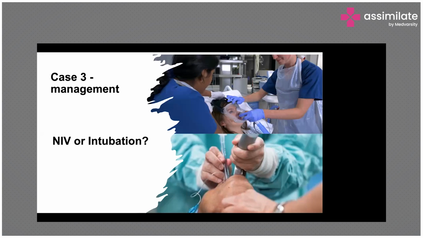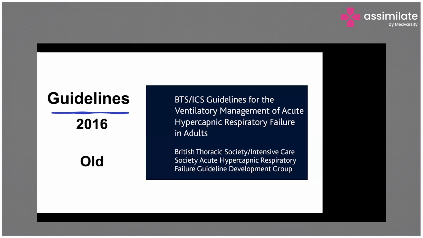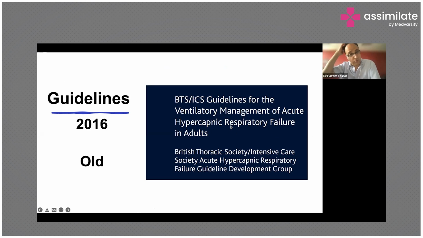Okay, thank you. So we just quickly overview the guidelines. The British Thoracic Society and Intensive Care Society of the UK have produced guidelines for the management of hypercapnic respiratory failure in adults using NIV. The guidelines were published in 2016. They are a little bit old now, and they have not been updated, but nonetheless, they are what is used as the base for management in the UK, and I think they are still relevant.